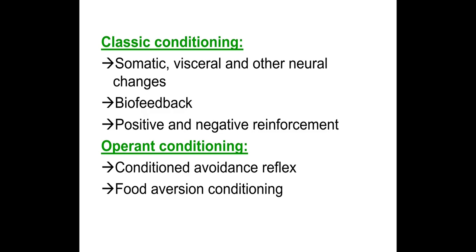Whereas in operant conditioning, you saw there is the conditioned avoidance reflex. It is a motor response of an animal to avoid an unpleasant sensation. It is a form of negative reinforcement. In this reflex, learning happens by operant conditioning.